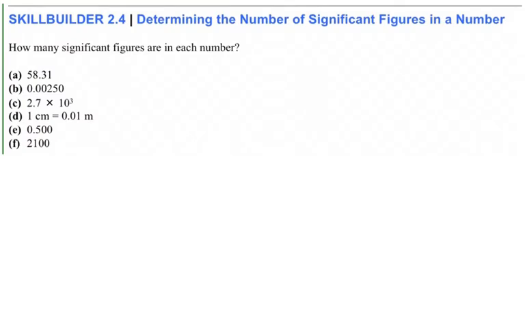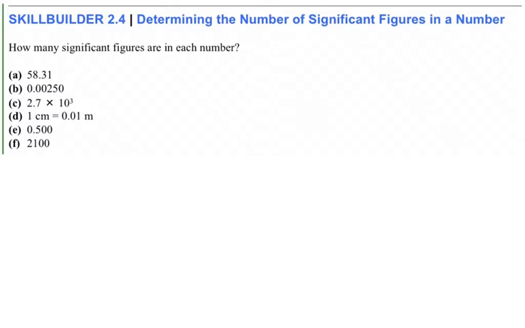I'm going to leave you with one more exercise here. Okay? Extra practice is always good. Here's a Skill Builder 2.4. I'm going to give you a moment to pause, and we'll go ahead and go over these. Okay, I'm assuming we're back here. So let's go over the answers.